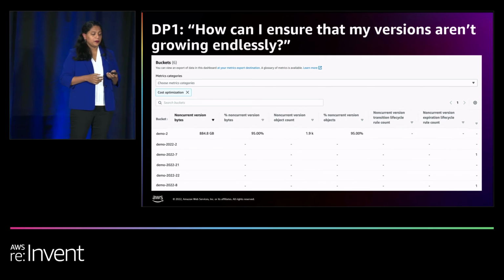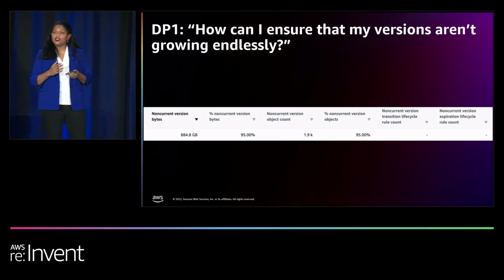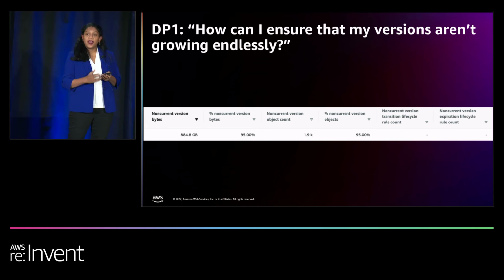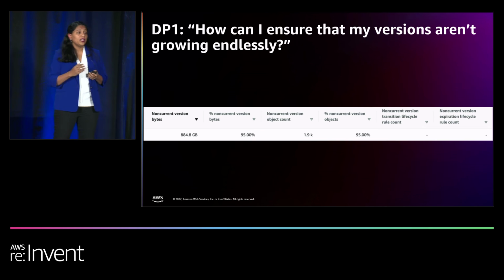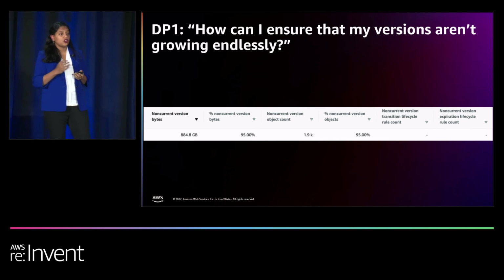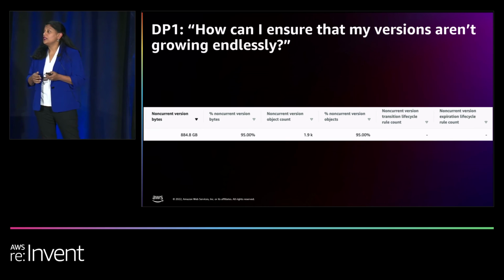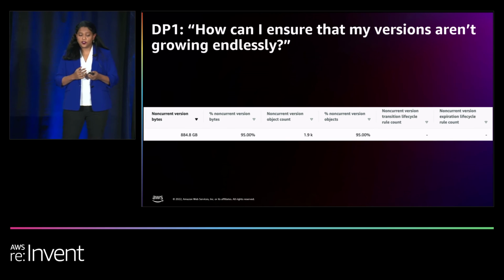In my example, I have a bucket which has nearly 900 GB of non-current version bytes, amounting to 95% of the total bytes and object count in that bucket. And when you correlate it with the non-current version lifecycle transition and expiration rule count metric, you'll see that I'm missing both of them, and this is causing me to forego cost savings.